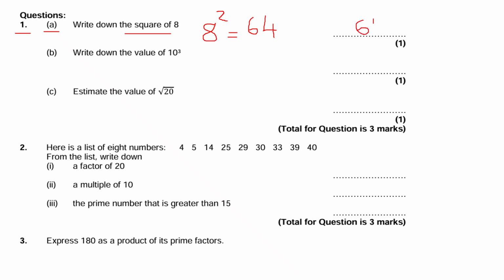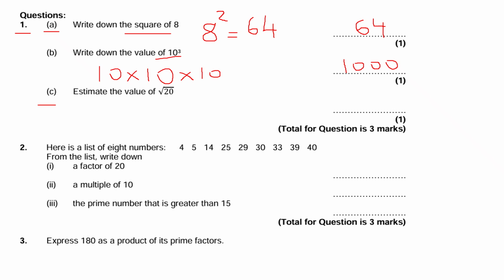Okay, what about this next one? Part B, write down the value of 10 cubed. So 10 to the power of 3. That means 10 times 10 times 10. So I'm multiplying 10 by itself twice. So 10 by 10 is 100, and then 100 by 10 is 1000. Think of it as a 1, and then counting the number of zeros, so it's going to be 1, 2, and 3 zeros. So it's 1000.